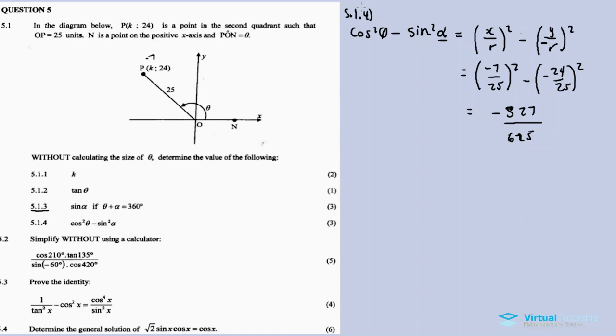5.2, simplify without using a calculator. Now this question has nothing to do with the sketch, right? Now this is a different question. Here we have to simplify without using a calculator. We will use reduction formulas, right? You will use the reduction formulas. Why do I say so?